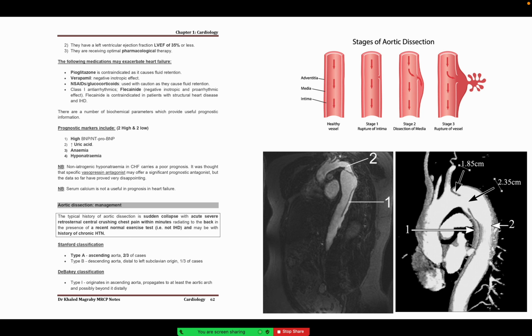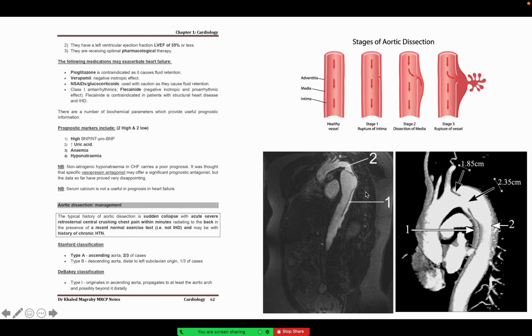Actually, what is aortic dissection? Aortic dissection means there may be some breach in the aorta, and that is a rupture of the intima in the blood vessels of the aorta, and blood may enter into the tunica media. When this blood enters the tunica media, it forms the aortic dissection, and it has many devastating complications as well.